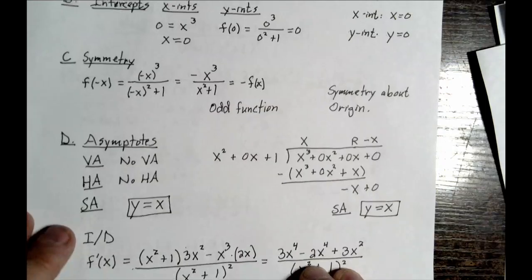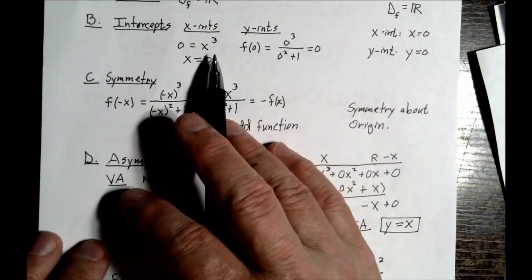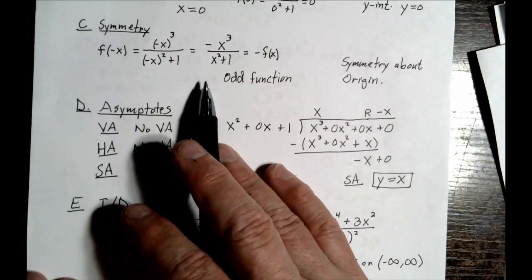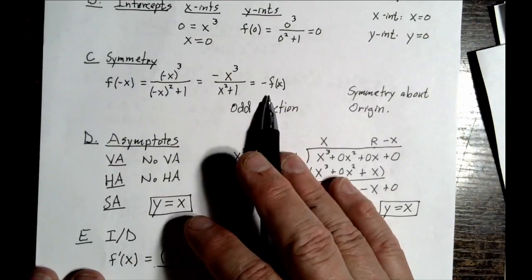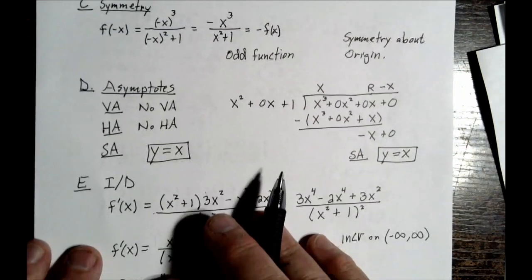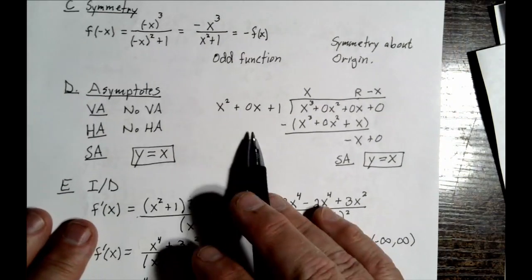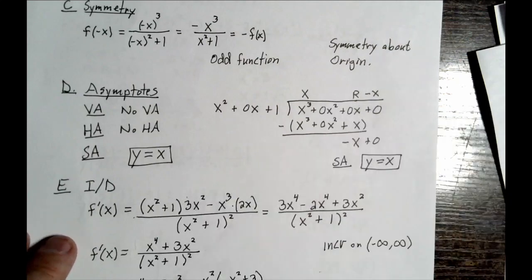Example 6 does have a slant. So your domain here is everything. Your intercepts are just the origin, 0, 0. It's symmetric about the origin because you plug in minus x into the function, you get negative of the original function. It doesn't have horizontals or vertical asymptotes, but it does have a slant. If you do long division, you get y equals x when you throw out your remainder.